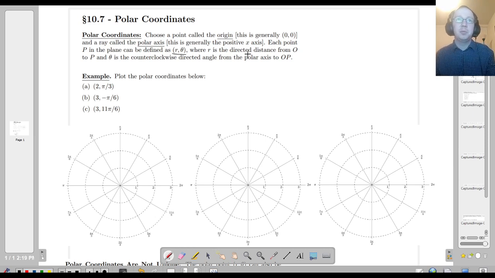So to help us get a little bit more comfortable with this, we're going to start by just plotting a few polar coordinates. So let's start with this first one. Remember the order is r, theta. So this is telling me it's a distance of 2, and the angle is pi over 3.